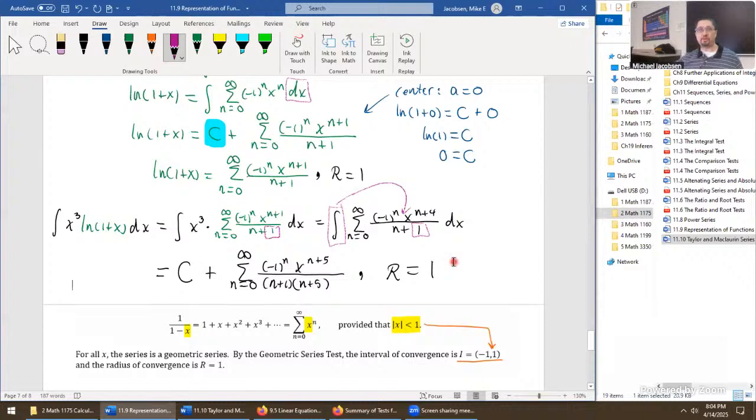We did it, folks. If we ever have to integrate x cubed natural log of 1 plus x, probably integration by parts is going to be effective, but this is another route, just a slightly harder problem. Any other questions at all, folks, running through these kinds of methods?